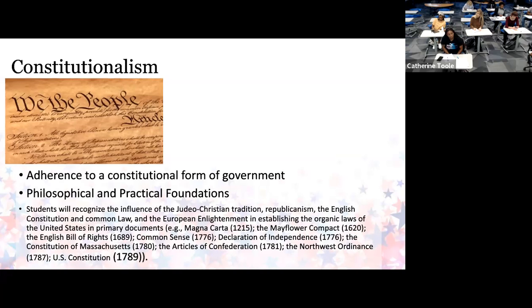So one thing I want to point out is that this test is very reliant on foundational ideas. Not necessarily what the Supreme Court has said since then, not necessarily individual state laws. It's very much on these foundational ideas, going way back from 1215 to 1789. So be thinking about what the founders thought about this. What did the foundational documents think about this?